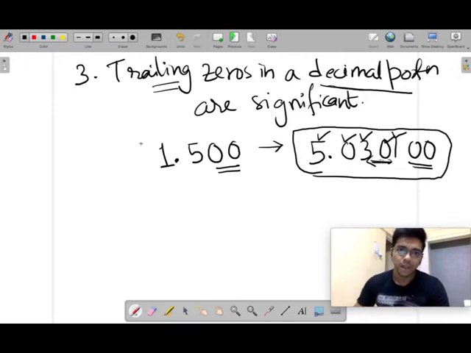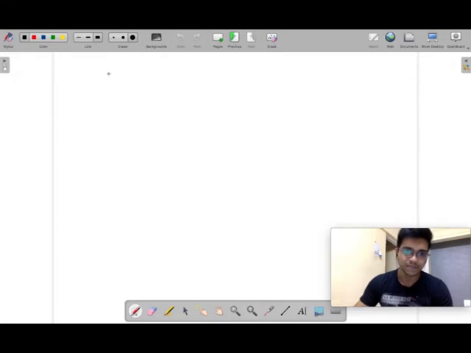Now, these are three basic rules, and there is one more rule which I will talk about a bit later. But now we'll talk about zeros, because zeros are the most confusing. Now I said trailing zeros are significant, which means whenever there is no trailing zero and these zeros are at some other location, then they are not significant.